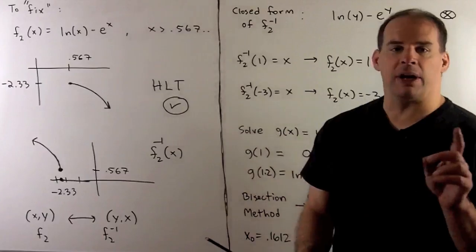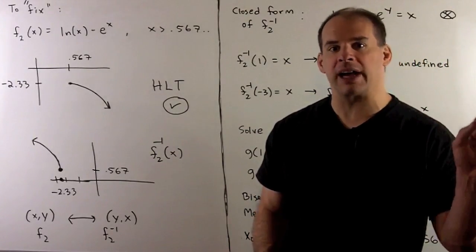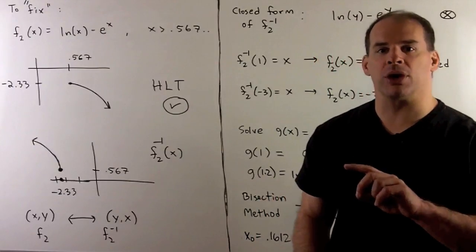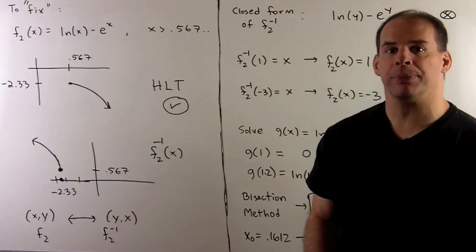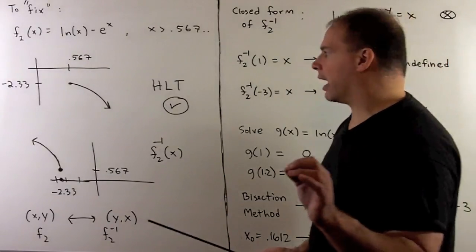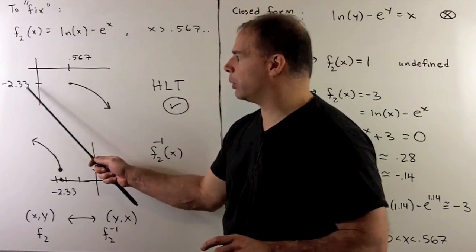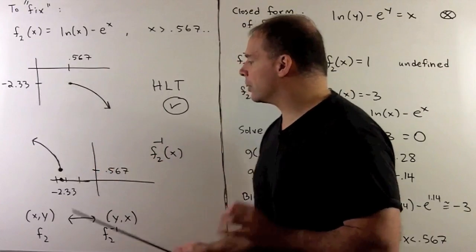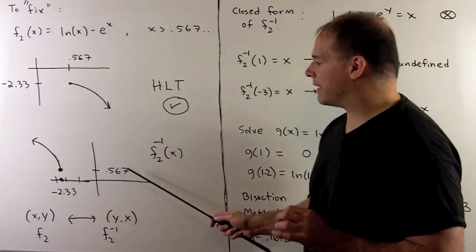Numerically, if I had a point on the graph given by x comma y, where y is equal to f2 of x, I now have points on the graph of the inverse function given by y comma x. So I have at least one point now. Before we had 0.567 comma minus 2.33. That goes to the point minus 2.33 comma 0.567.